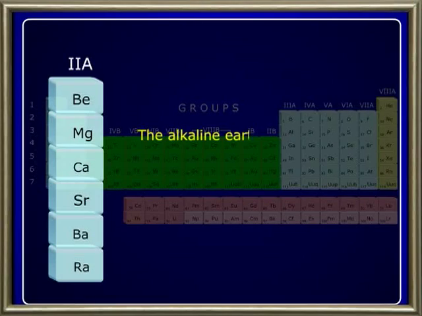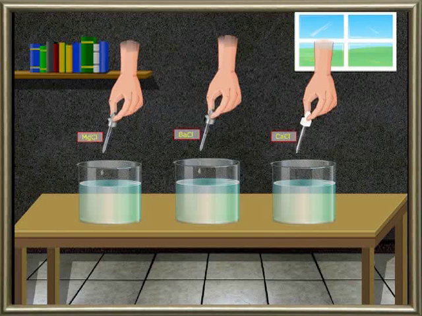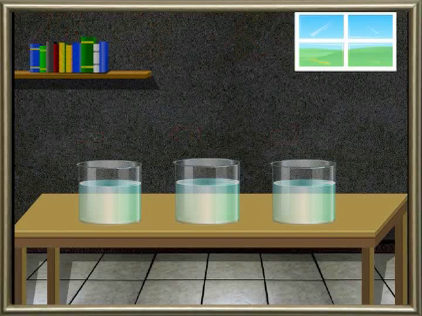All the alkaline earth metals react with chlorine to form chlorides. While beryllium chloride is covalent, absorbs moisture and hydrolyzes with air, chlorides of other alkaline earth metals dissolve easily in water.